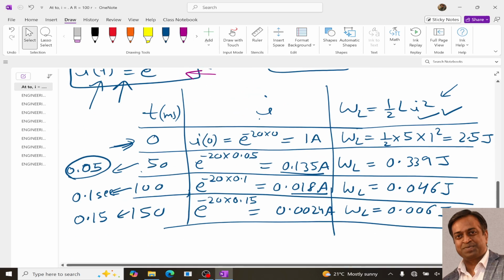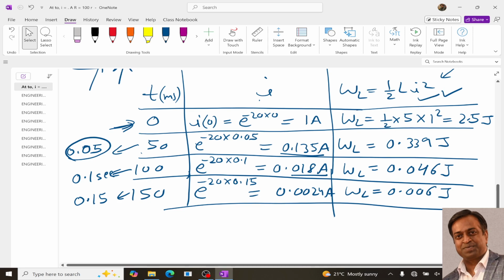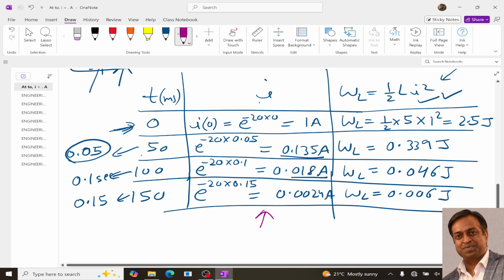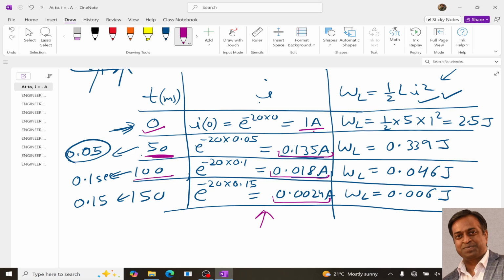And the same thing is reflected by this table. You can see at t equals to 0, current is 1. Current reduces to this after 50 milliseconds. Current decays further at 100 milliseconds, and it decreases further. It becomes 0.024. It reduces more at 150. So as the time is increasing, our current is decreasing, right?